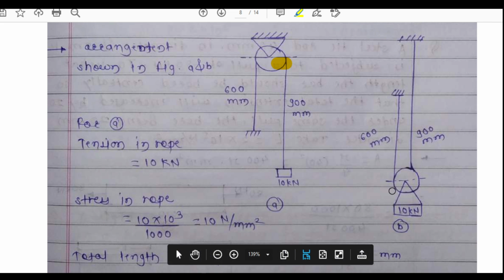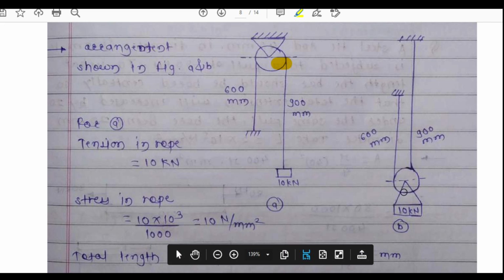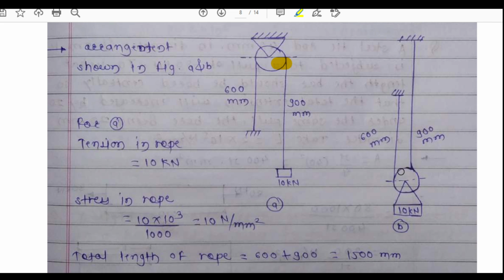again 10 kilonewton load is there, but the load is carried by the pulley, okay, which in turn is carried by the rope. क्योंकि ये पुली फिक्स नहीं है, यहाँ पे ये फिक्स्ड है, और यहाँ पे 10 किलो न्यूटन्स का लोड अप्लाई किया है, तो ये जो लोड है ये पुली और रोप दोनों ही कैरी कर रहे हैं, ओके, और रोप का डायमेंशन क्या है 600 mm एंड 900 mm.